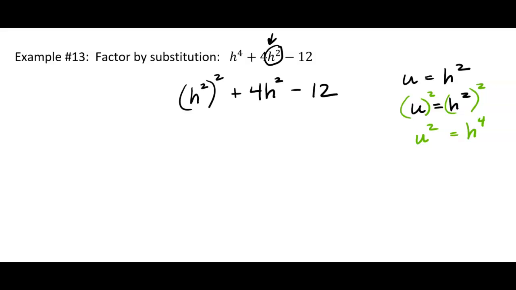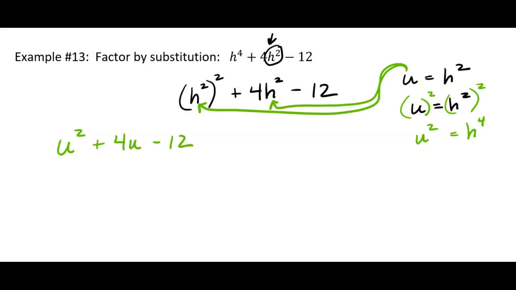So here comes the substituting part. I'm going to take the u and put it in there, and also put it in there. So then here's my u substitution: u squared plus 4u minus 12. Now, if you're wondering where that square came from, see that little 2 right there? That's the 2. So I replaced the parenthesis part, the h squared, with u, and then I replaced this h squared also with u. So both of those were replaced with u. Okay, now it's a much friendlier situation, and we can factor this polynomial.